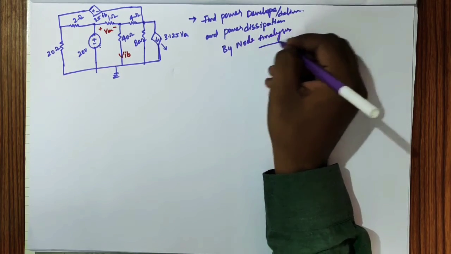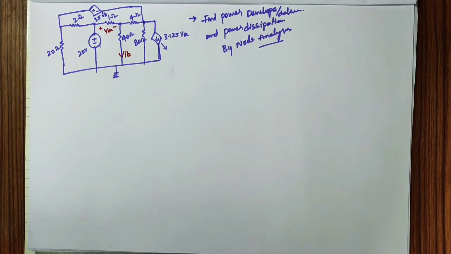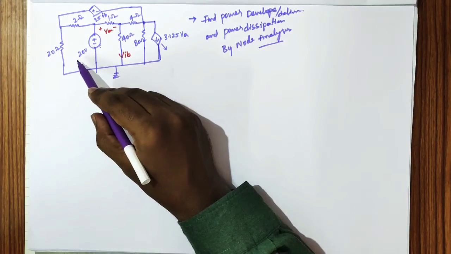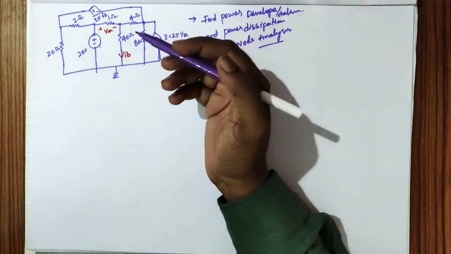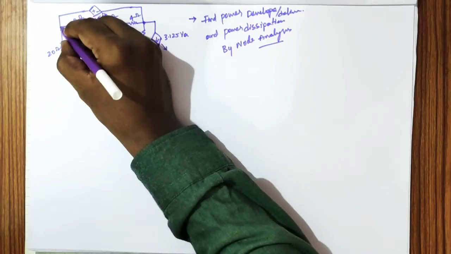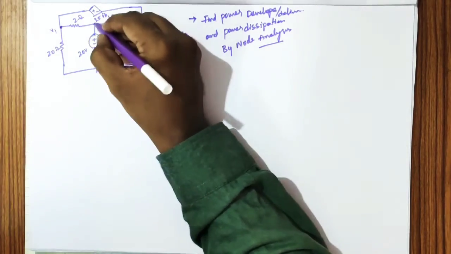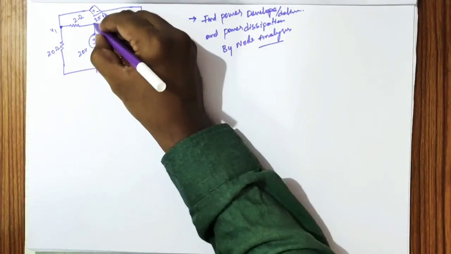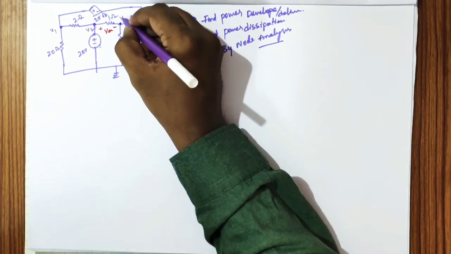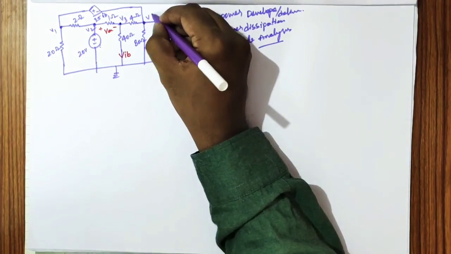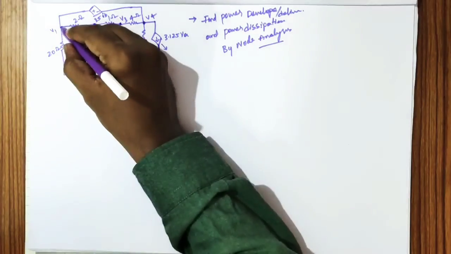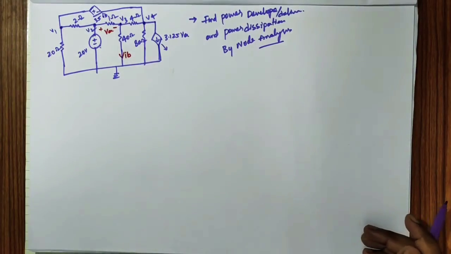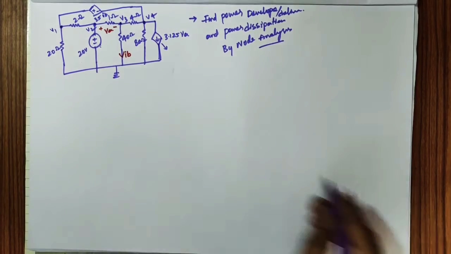Many people find difficulty in doing node analysis. It's not as difficult as you are thinking. Here, how many meshes do you have? 1, 2, 3, 4, 5 meshes. And how many nodes do you have? This is node V1, this is node V2, this is node V3, this is node V4. We have 4 nodes here. So using node analysis, we'll find the power generated by every element.